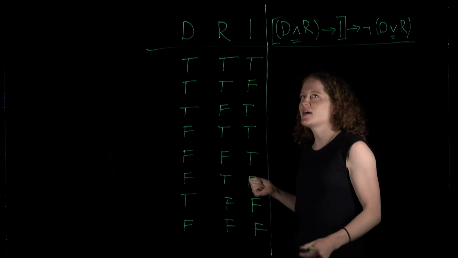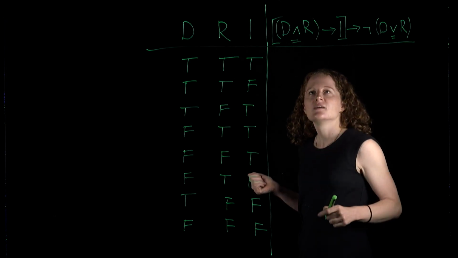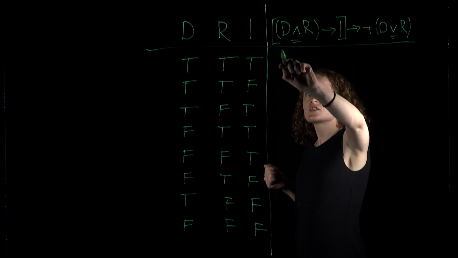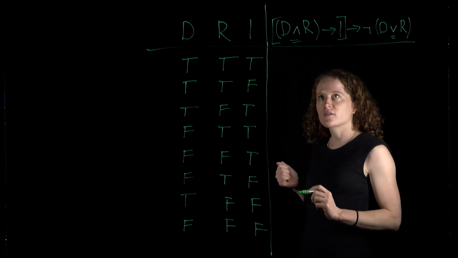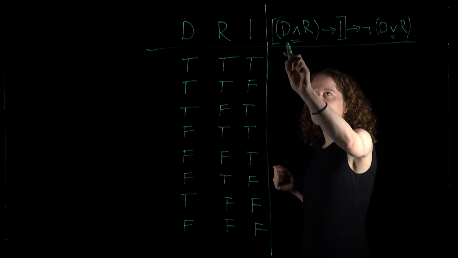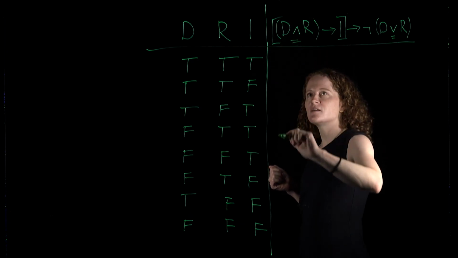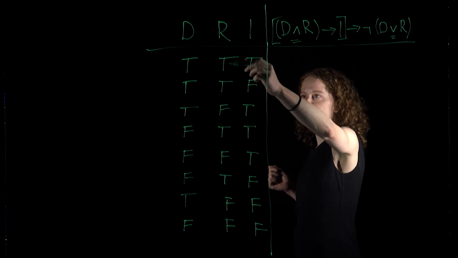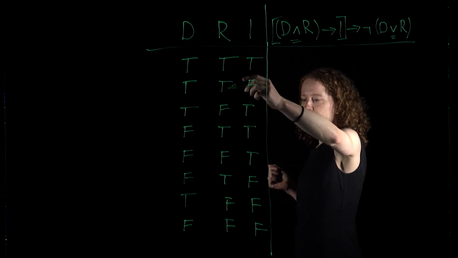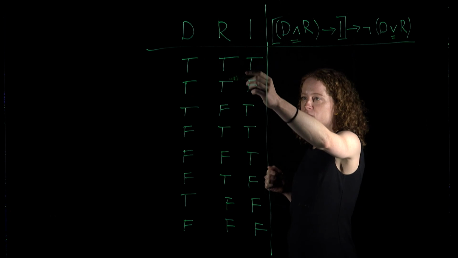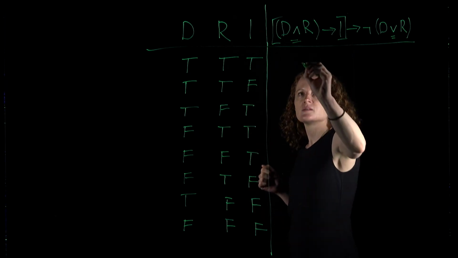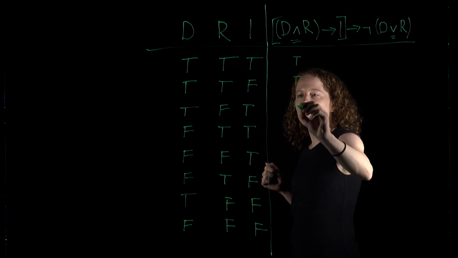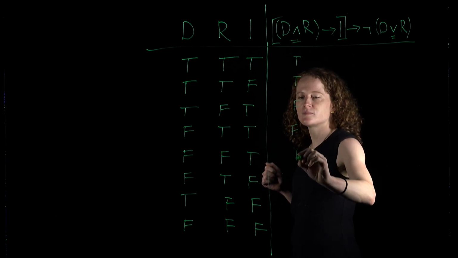I'll just start at the left and start to fill in the column under the conjunction sign. So I know that a conjunction is true if and only if both conjuncts are true. So I need to look at the truth values of D and R. And I see that D and R are both true in the first and in the second row. And that's it. There's no other row in which both are true. So I'm going to enter a T and a T and then F all the way down.